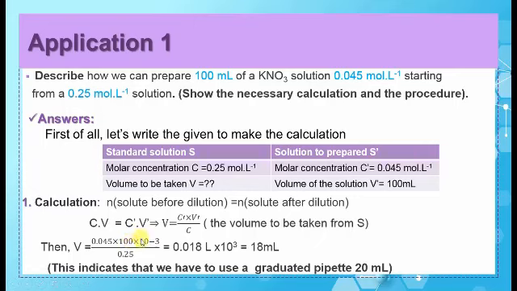Here we make the volume in liter. From milliliter to liter, we have to multiply by 10 exponent negative 3, over 0.25. The value is 0.018 liter. At the same time, it is equal to 18 milliliter. This indicates that we have to use a graduated pipette 20 milliliter.